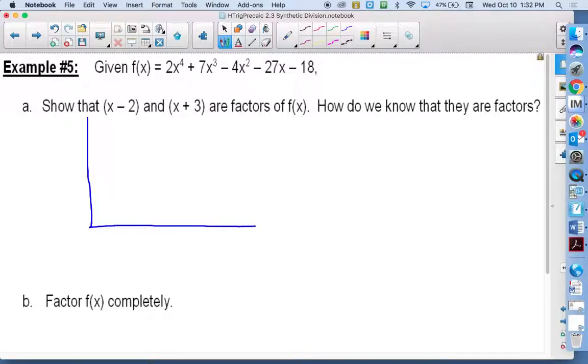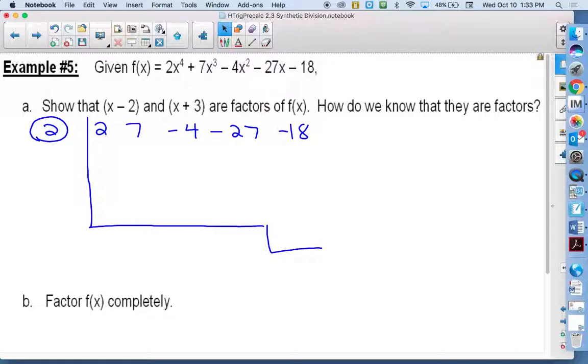There we go. So with synthetic division, what number goes outside? What number are we dividing with? 2. So we'll place the 2 outside. The coefficients go at the top from the polynomial that we're working with. And then our remainder goes underneath the last term, which is the negative 18. So Libby, just a refresher from yesterday, what do you do with the synthetic division? You bring down the 2. So always bring down that first number, and then? Then you bring it diagonally. Good.